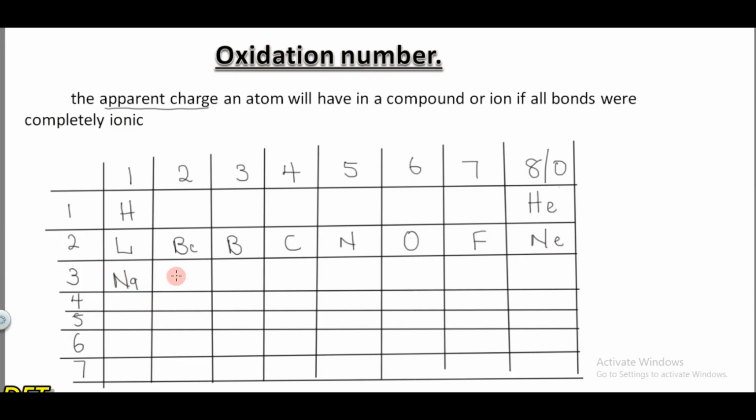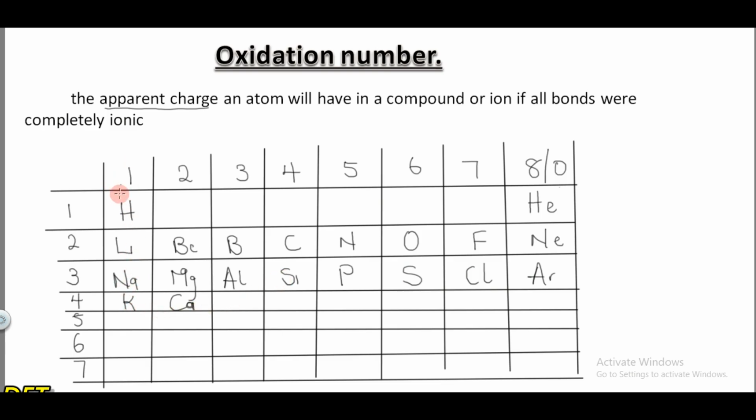Sodium, magnesium, aluminium, silicon, phosphorus, sulfur, chlorine, argon, potassium, and then lastly calcium. So these are the first 20 elements, and this is how they are arranged in the periodic table. So we have hydrogen, helium, lithium, beryllium, boron, carbon, nitrogen, oxygen, fluorine, neon, sodium, magnesium, aluminium, silicon, phosphorus, sulfur, chlorine, argon, potassium, then calcium, right?